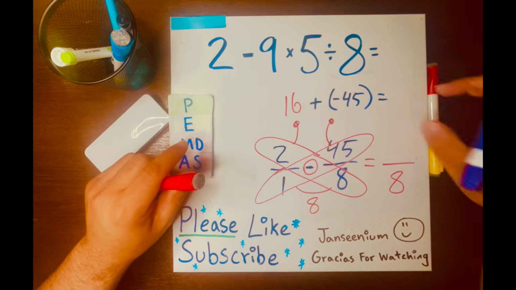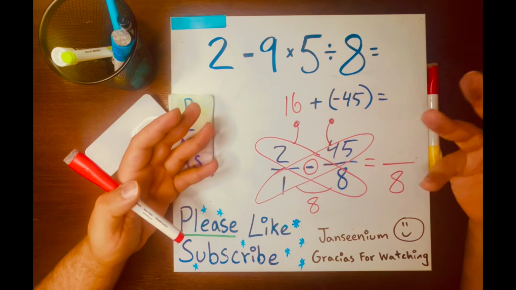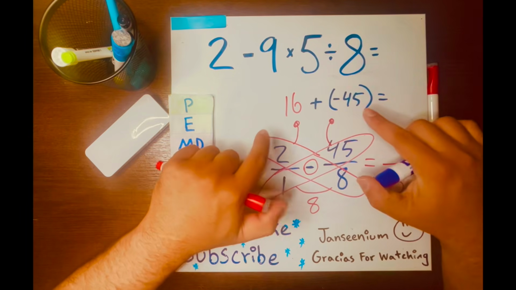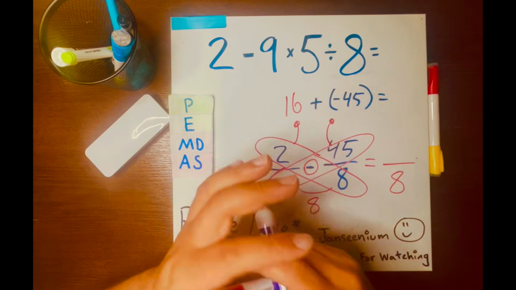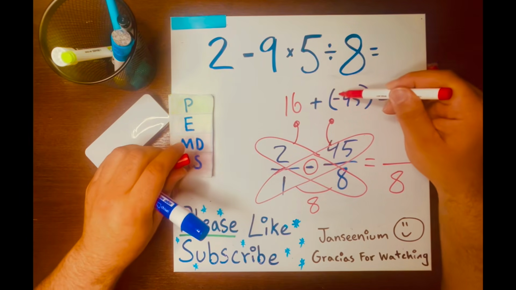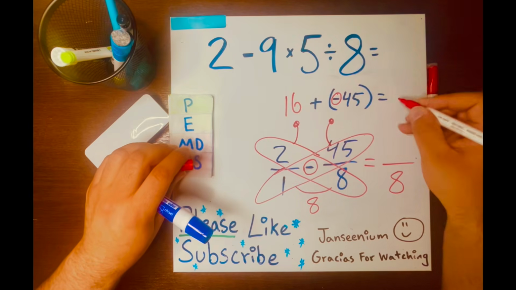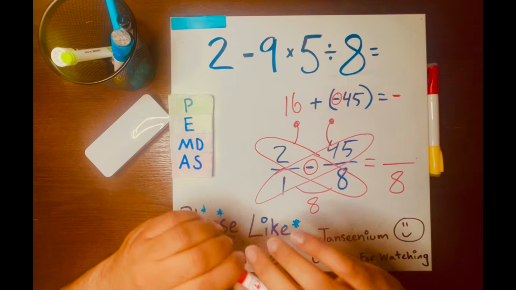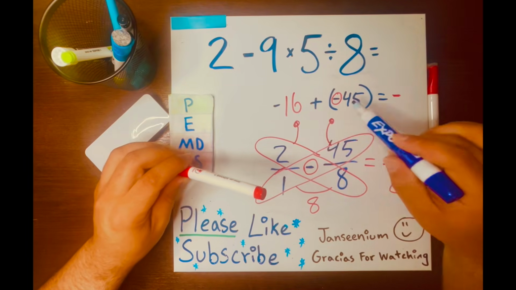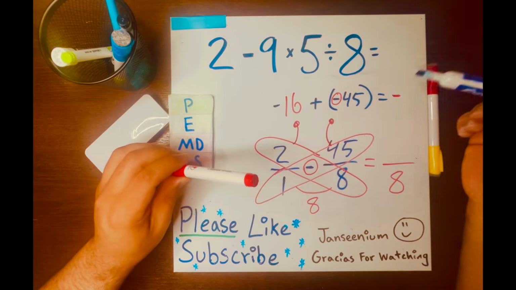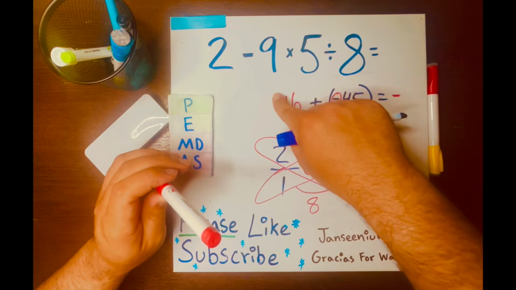And now we're looking at this, and then we use the addition rule, which is anytime you're adding 2 numbers and the signs are different, you subtract and keep the sign of the bigger number. 45 is bigger than 16. So it's going to be a negative result. Now, if both numbers have the same sign, all you have to do is just add them both and keep the same sign, which is negative, but this is not the case.